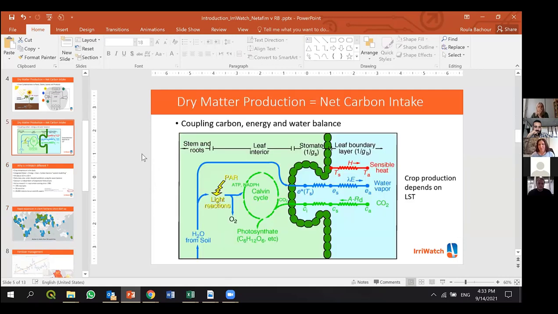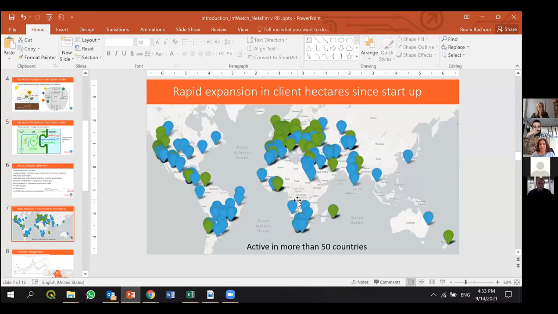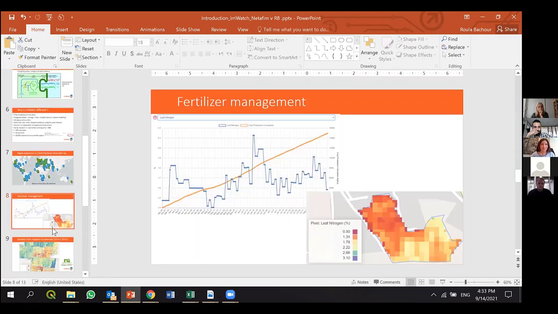So this is a bit about the fluxes, how we calculate everything. This is a leaf, and this is the stomata of the plant, if you know what it is. Then you have the energy going in for the light interception, all the photosynthesis, what's happening, and it's about energy, carbon, and water balance. This is where we are active now in the world. These are our clients now operating, reading this data every day.